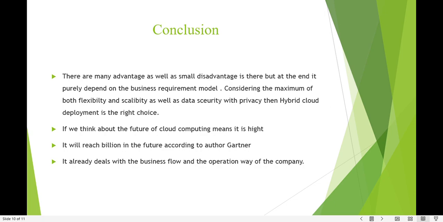If you think about the future of cloud computing, it is high. It will reach billions in the future according to the author Gartner. He said it is going to reach billions in a very short time. It already deals with business flows and operations for companies.